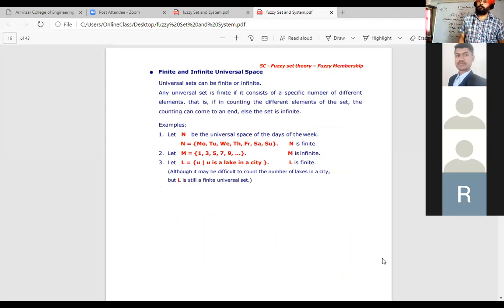So your set can be finite and infinite. Like days of week, Monday, Tuesday, Wednesday, Thursday, these are the finite set. If I say all the natural numbers, then it is an infinite set.